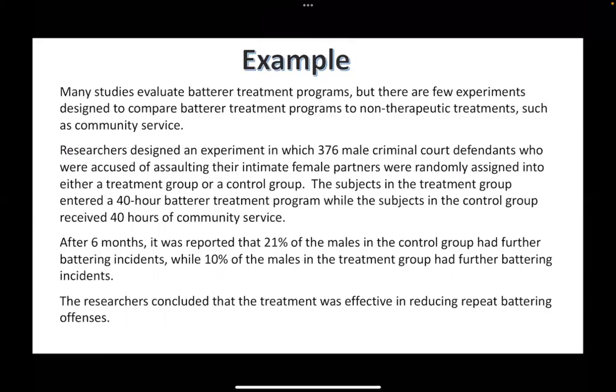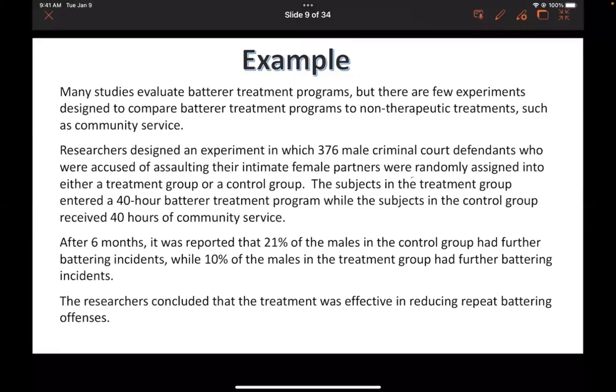So they're trying to figure out whether community service or a treatment program would keep the men from battering again. So what they did was they took 376 male criminal court defendants and they split them randomly into two groups. So notice it says randomly assigned. That's really important that they were randomly assigned into two different groups. One was a treatment group and one is a control group. The treatment group was in a 40-hour batterer treatment program. The control group got 40 hours community service.